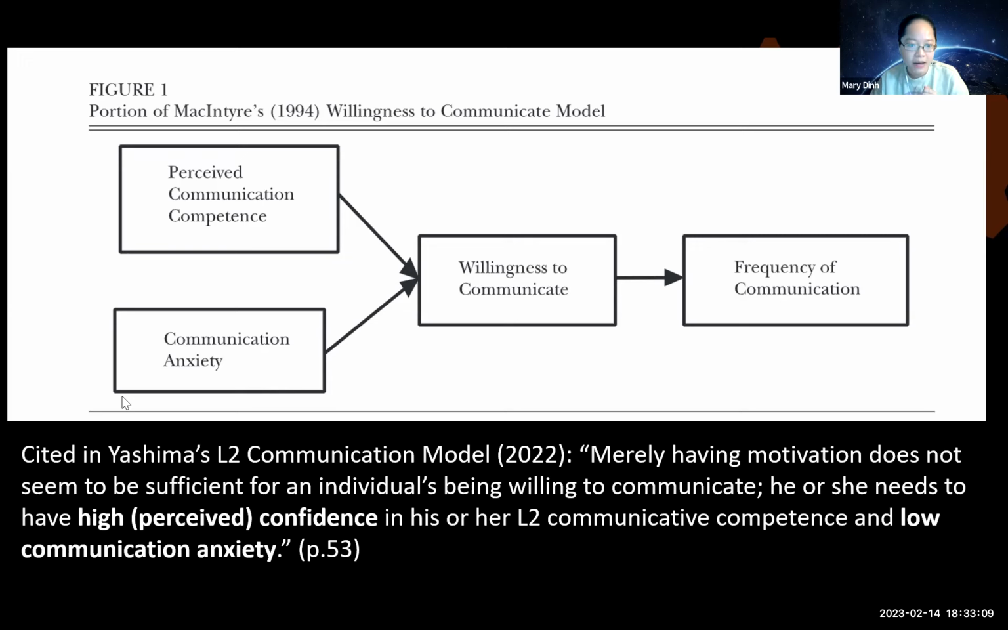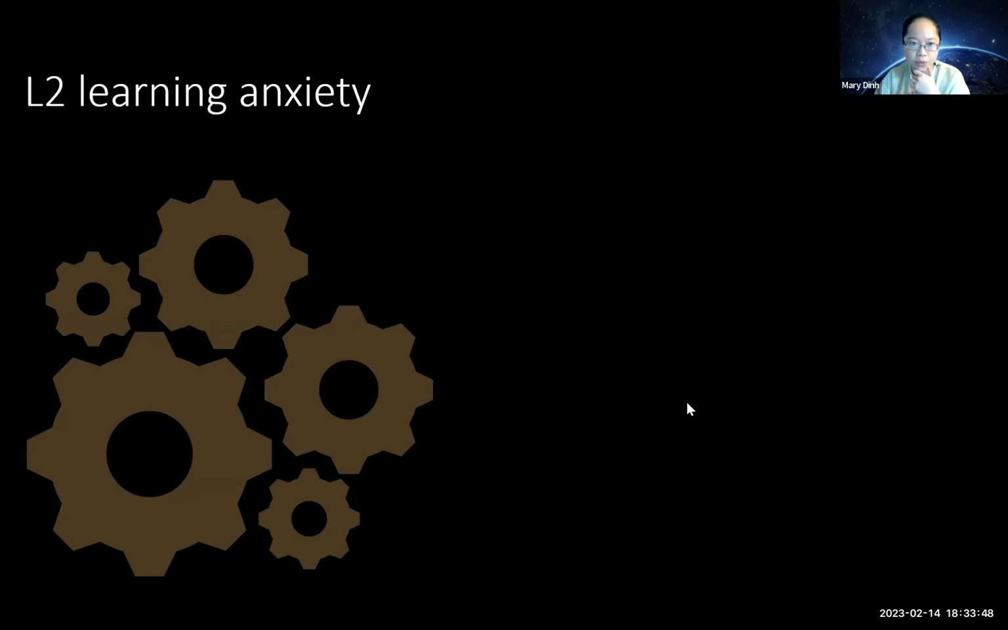So this is what Yashima's second language communication model emphasizes. He said that merely having motivation doesn't seem to be sufficient for an individual to be willing to communicate. He or she needs to have a high level of confidence in his or her second language communicative competence and low communication anxiety. So again, these two elements will make up the willingness to communicate. So how do they know that?